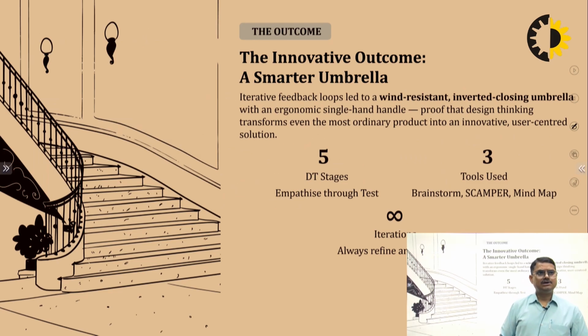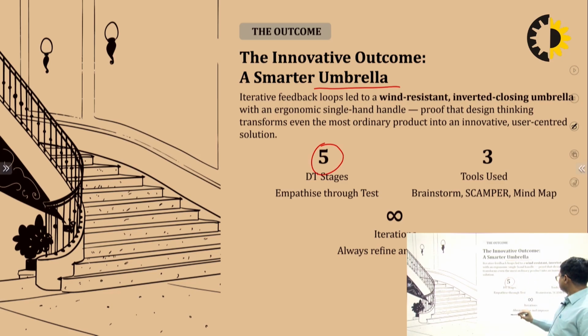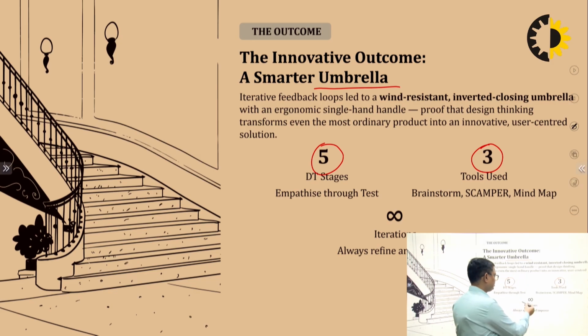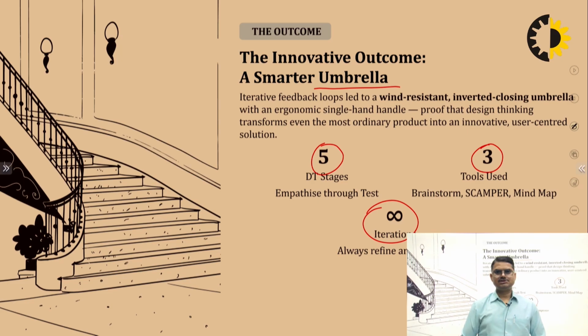So finally, the outcome of this session is the smarter umbrella. We have used 5 design thinking stages, 3 tools we discussed in today's session, and we learned how iterations are important for our entrepreneurial journey. So this is it for this session, and I hope that you have liked this session and you have got some useful things to implement in your entrepreneurial journey. Thank you.